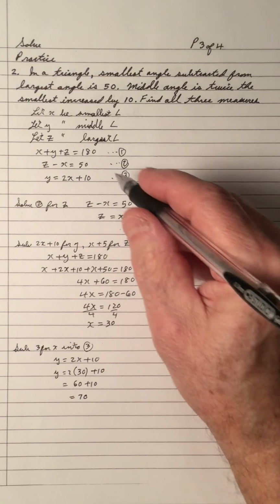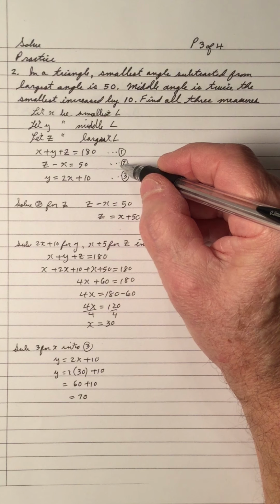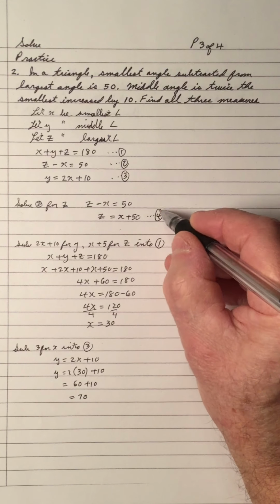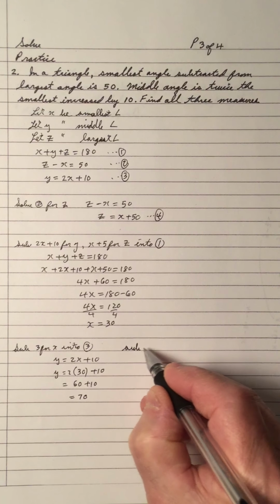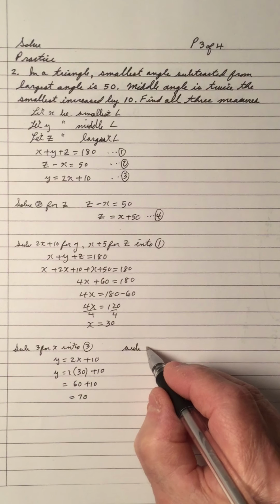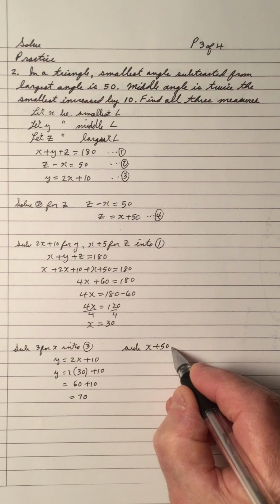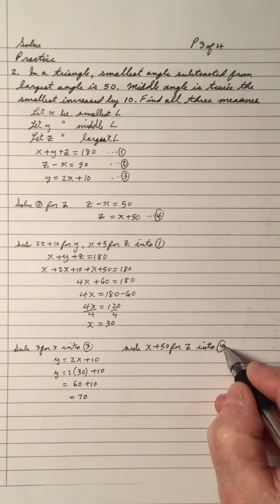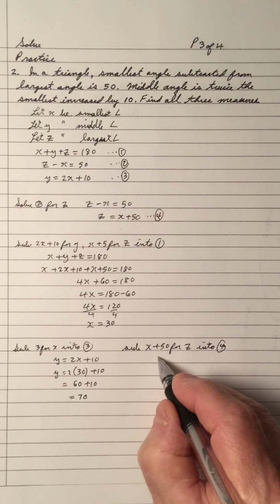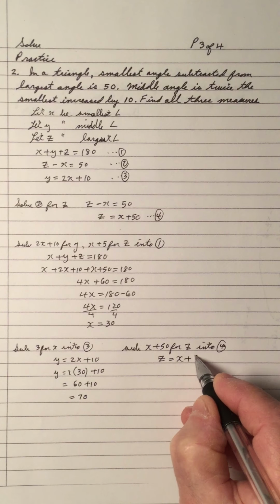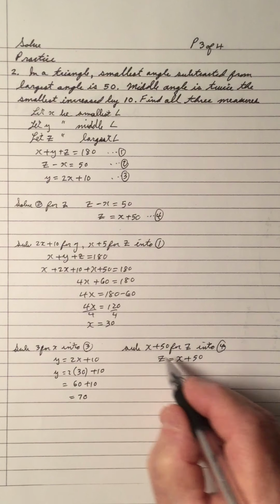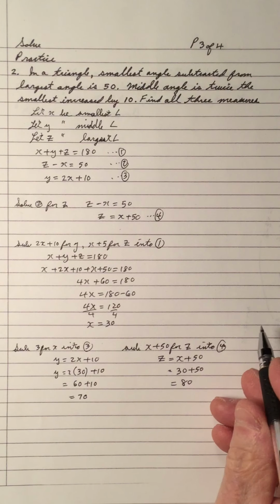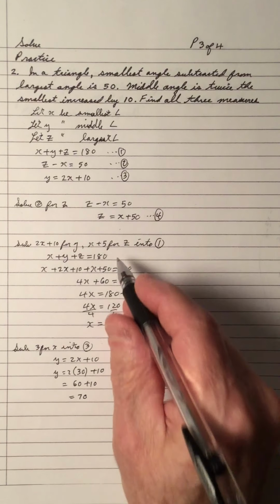And if you want, I can use this equation and sub x into it, or I could call that one 4 if I want, and I could sub x plus 50 for z into number 4. So number 4 is z equals x plus 50. X is 30, so 30 plus 50 is 80. So we have all the angles.